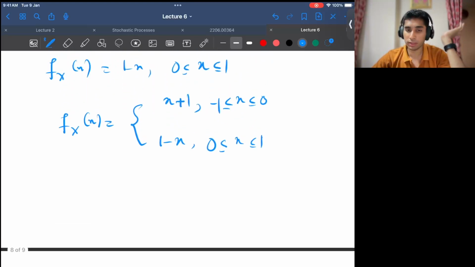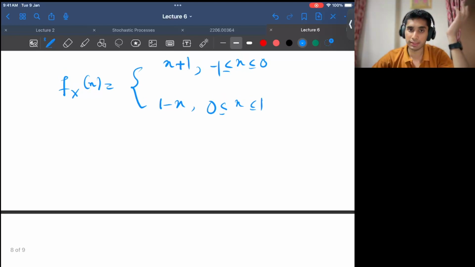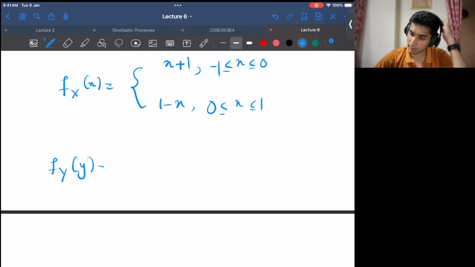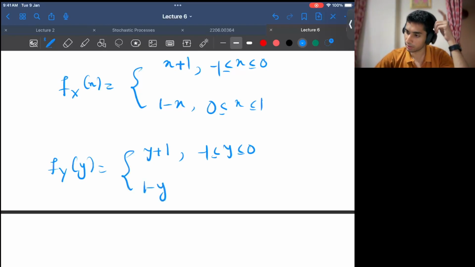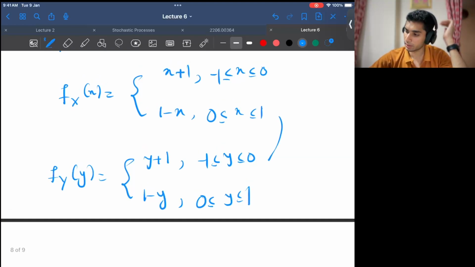Now what you can do is you can use a trick basically. What is the trick? Since x and y are symmetric, right? Both of them will have the same density also. So fy of y you can write similarly. Just replace x by y. This will be y plus 1 when y is between minus 1 and 0, and it is equal to 1 minus y when y is between 0 and 1. This is by symmetry, right?